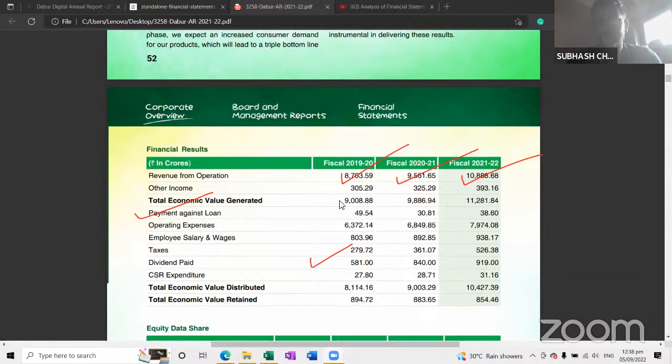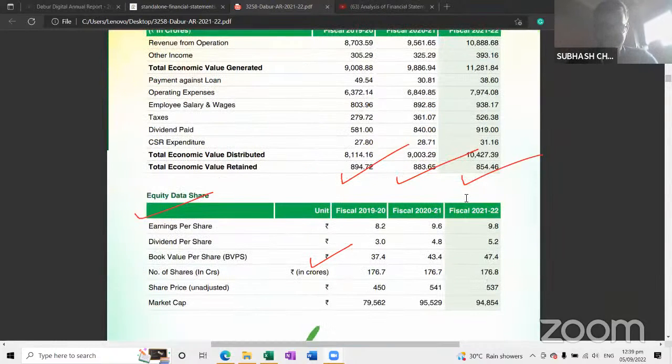See the 21-22, from 9,000 to 9,886, very close to 9% increment. Yes or not? But from 9,886 to 11,281 means more than 10%, 13 to 14% here. See, earlier it is close to 9%, less than 10%, and now it is more than 10%. The definite reason is that pandemic. So this is how we will be analyzing the things.